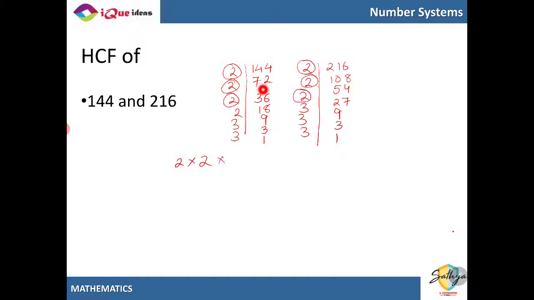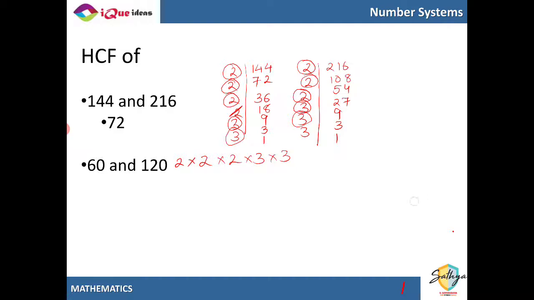Again, we have a common 2, then this is not common. We have a 3, and again we have a 3. So 2 2s are 4, 4 2s are 8, 8 3s are 24, and 24 3s are 72, we get the common factor as 72. So can you pause the video and quickly calculate what should be the HCF of 60 and 120? Once you got the answer, come back to this video and check.